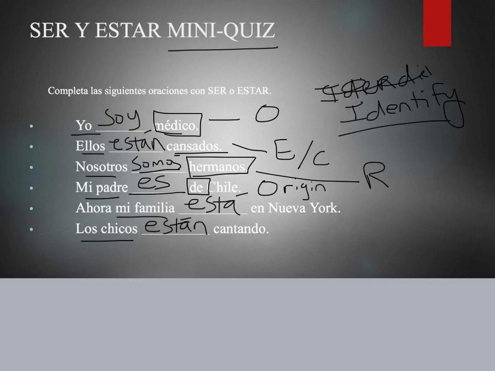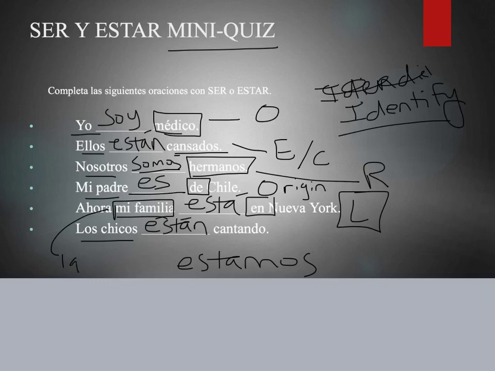Ahora mi familia está en Nueva York. Again, this preposition is really key. En Nueva York. So está en Nueva York. Mi familia está. So we'd use it. So it's our location currently. And the subject is mi familia. Okay, now some people might say mi familia estamos or están. Okay, technically mi familia is just one thing. So it's la familia. So it'd be like it is in Nueva York. But some people might say mi familia estamos en Nueva York. Mi familia están en Nueva York. But está would be the correct answer there.